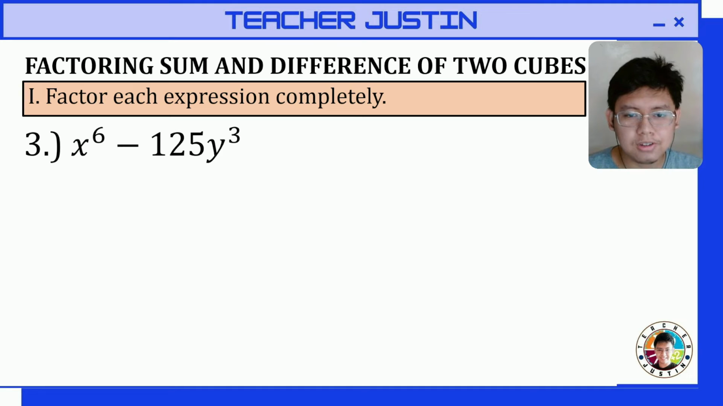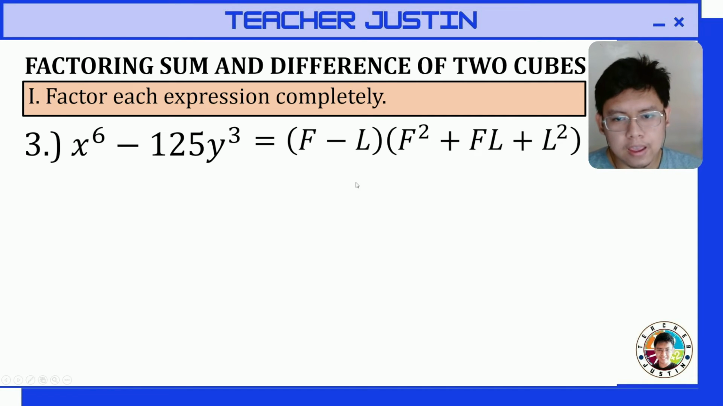Alright. Let's factor this polynomial. We have x raised to 6 minus 125y raised to 3. So, identify muna natin. Perfect cube ba si first term? Yes. Perfect cube ba si last term? Yes. And yung operation nila is subtraction. Therefore, gagamit tayo ng difference of two cubes. So, yung pattern ng difference of two cubes is ganito. F minus L, yung first group natin. Tapos, f squared plus fl plus l squared.